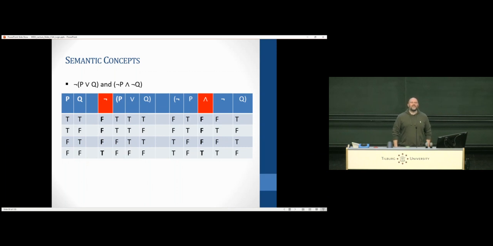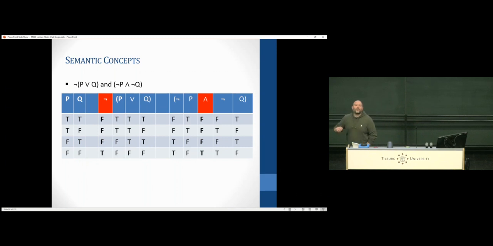They are not tautologies. Reminder, a sentence is a tautology if and only if it's true on every valuation. It's a contingency, right? Because both of these sentences, there's at least one valuation where they're false. And similarly, there's at least one valuation where they're true. They're not tautologies and they're not contradictions.